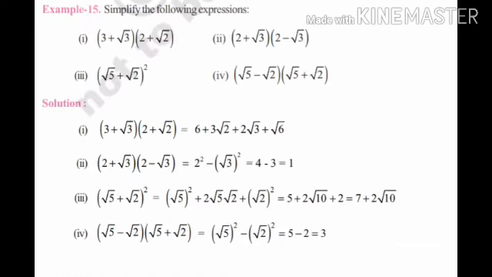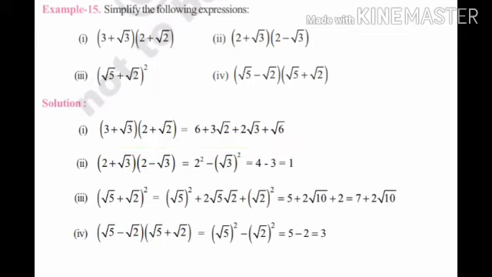Example 15. Simplify the following expression. First question, 3 plus root 3 into 2 plus root 2. Solution for first question. First, 2 plus root 2 multiplied with 3, that is equal to 6 plus 3 root 2. Next, root 3 multiplied with 2 plus root 2, that is 2 root 3 plus root 6.